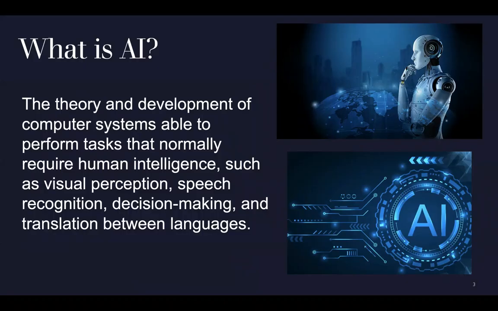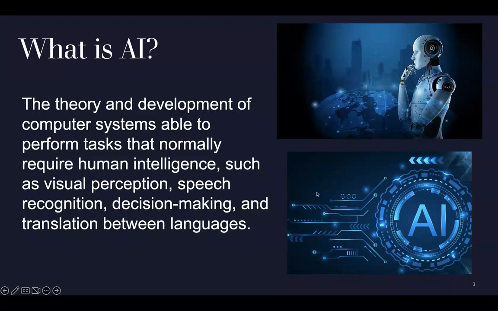First, let's define the key term that we'll be focusing on throughout this talk: artificial intelligence, or AI for short. Artificial intelligence, defined by Google, is the theory and development of computer systems able to perform tasks that normally require human intelligence, such as visual perception, speech recognition, decision making, and translation between languages. What does that mean? Simply put, artificial intelligence is a computer that can think, learn, and imitate human behavior.